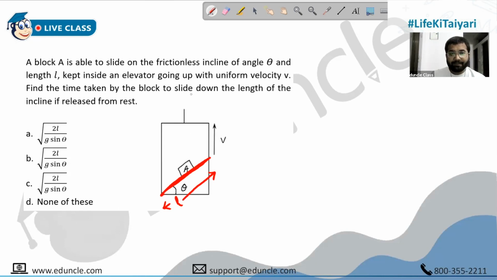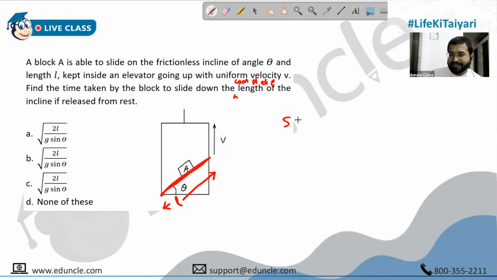Find the time taken by the block to slide down the length. Actually, the word should be written as the complete length, because the diagram is not accurate. So slide down the complete length. Initially the block must be at the edge, people. In order to slide down the complete length, they're asking us the time taken.